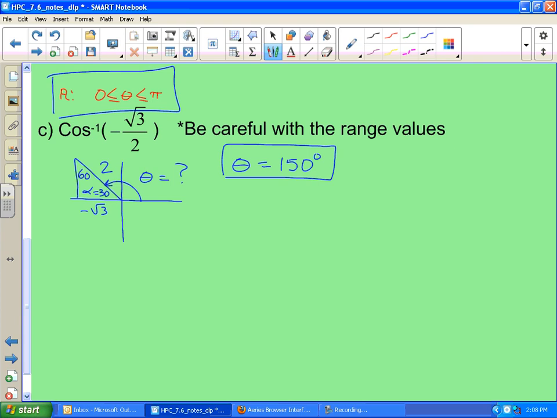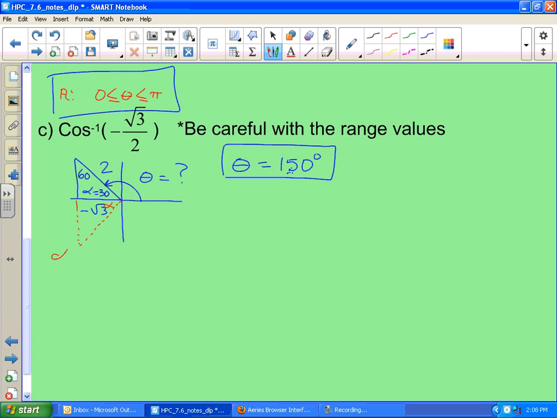Looking ahead to chapter 8, there's another answer, though, that is equivalent to a negative root 3 over 2 for a cosine. What would the other angle be? That's one of them. Well, what's the other angle that produces the same ratio? 210. It's 210 because it would have been down in quadrant 3. My other triangle would have been here. It has the same reference angle.